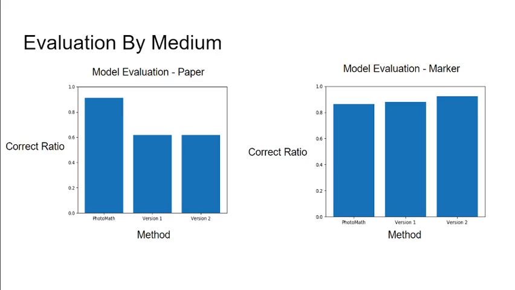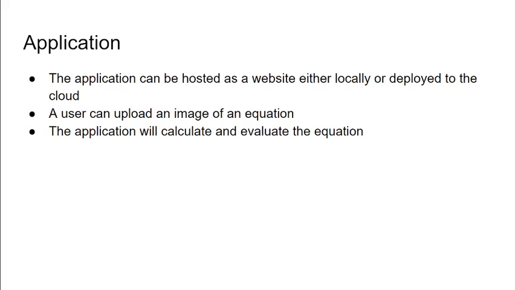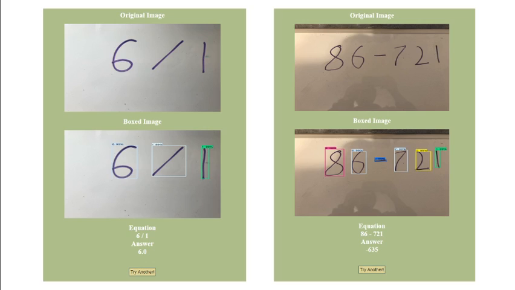We also did an evaluation by medium, and we found that paper was underrepresented in our train set, and that showed in testing, and that our models actually outperform its commercial counterpart in Photomath using the marker medium. Our application can be hosted as a website either locally or deployed to the cloud. A user can upload an image of an equation and our application will solve it. Here are 2 examples of uploaded images, how it boxed them, and then how it solved.